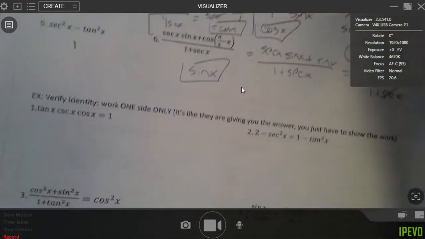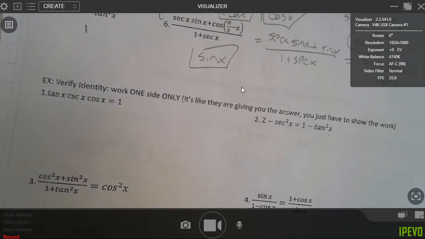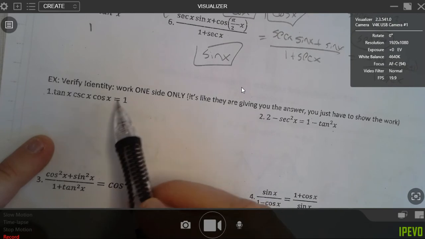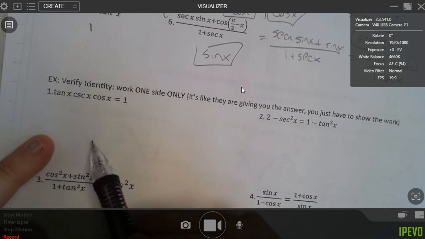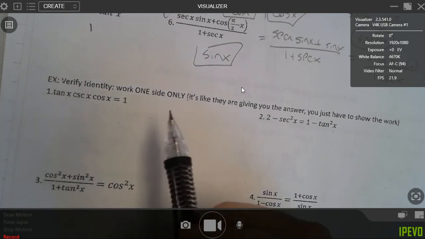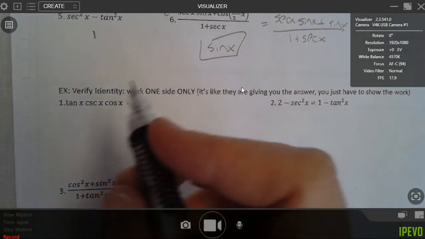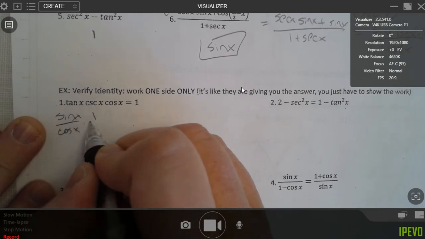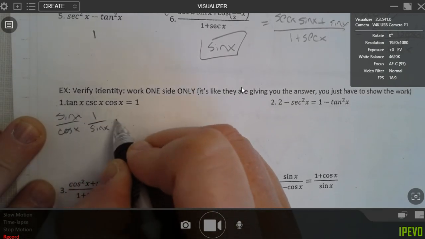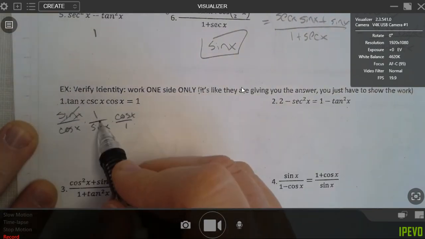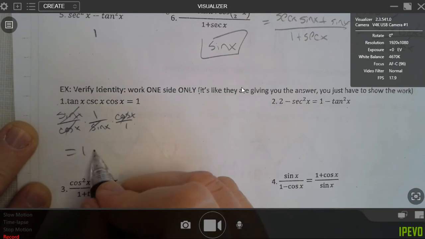All right. To verify, you only work one side. So what I'm saying is, I'm giving you the answer and you're just showing that I have the right answer. You cannot use both sides of the equal sign. You can work left or right, but not both. So we're just going to work left here. So I'm going to change all these to sines and cosines. So sine, and then that's 1 over sine, and that's cosine. Now once I have them all changed, you should start seeing a sine cancels, a cosine cancels, and we're done.